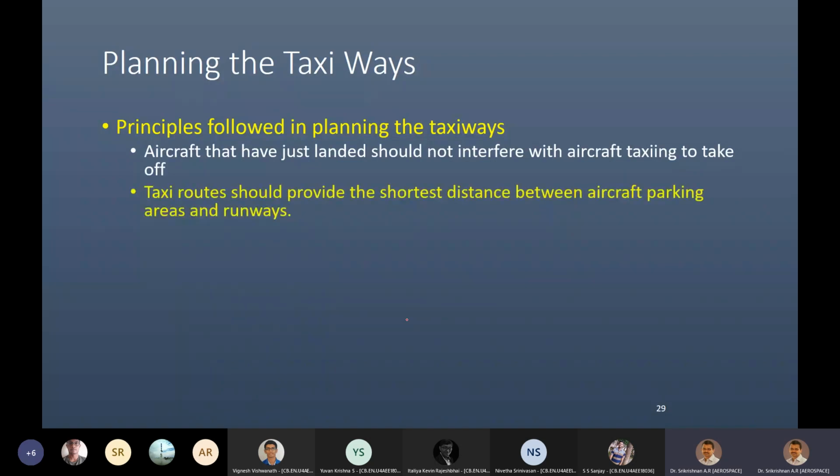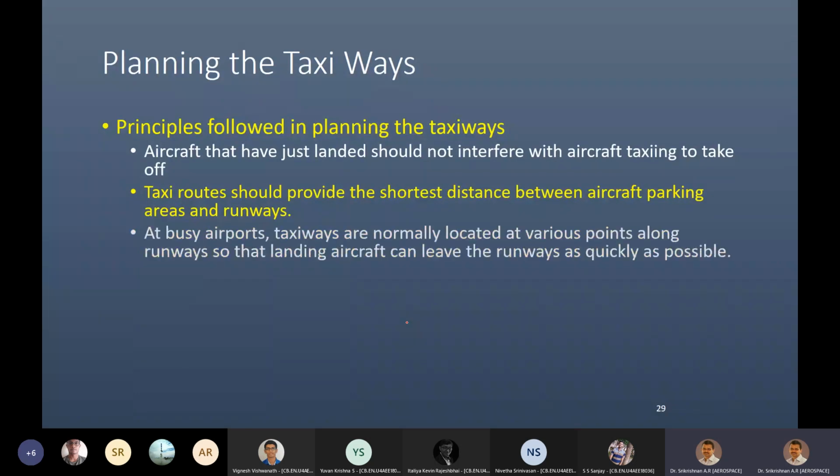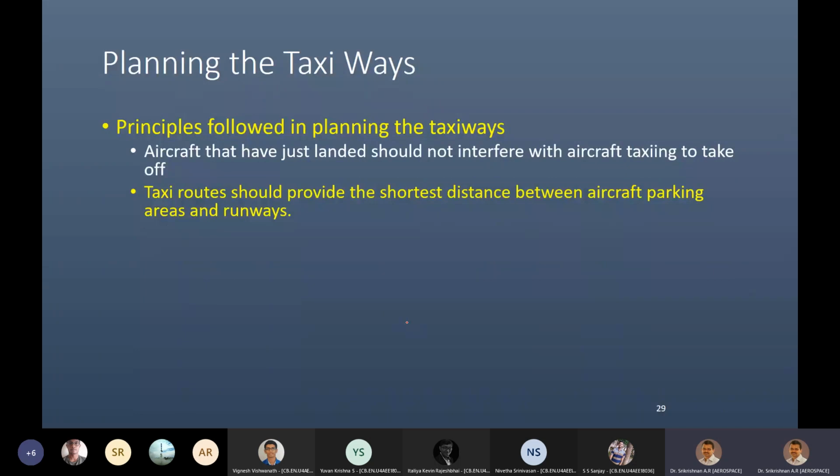And obviously they should provide the shortest distance between parking and runways. That is, the taxiing distance should be as minimum as possible. So you can have multiple taxiways, multiple bypasses, but then the overall configuration should ensure that from parking to the runway or vice versa, from the runway to the parking, the taxiing distance should be minimal.